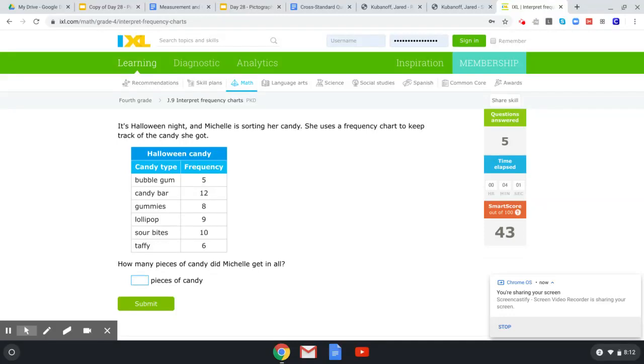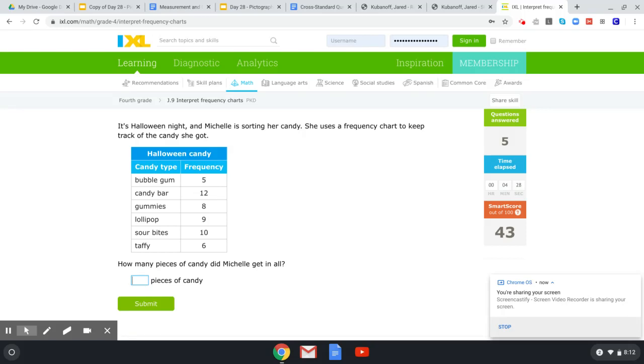Hey guys, today we're going to look at frequency charts. Students should be able to solve frequency charts by reading the table: first gathering the information, looking at the title, looking at each category, finding out what the question is asking, and then asking yourself, how do I solve? Let's look at the question right now.